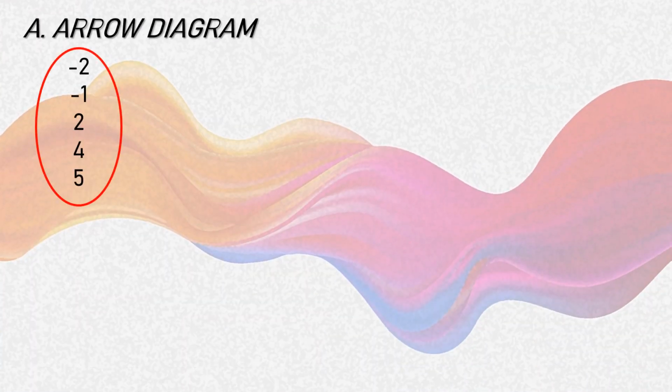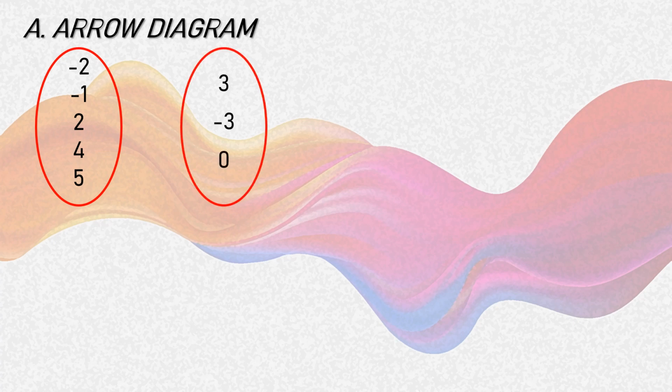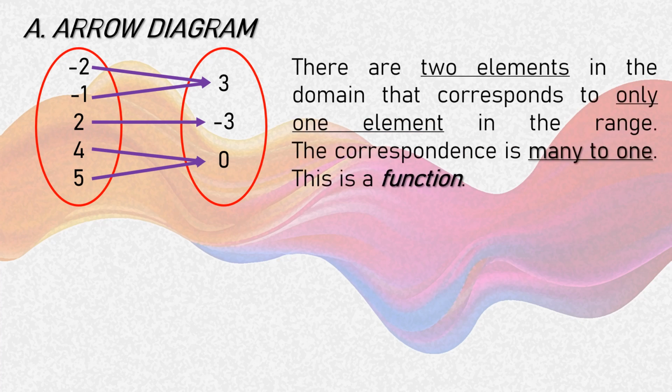Another example, we have the domain -2, -1, 2, 4, 5, and we have range 3, -3, and 0. -2 corresponds to 3, -1 corresponds to 3, 2 corresponds to -3, 4 corresponds to 0, and 5 also corresponds to 0. So there are two elements in the domain that correspond to only one element in the range. So the correspondence is many to one. So this is also a function.